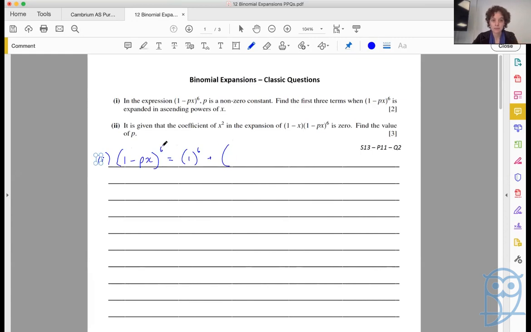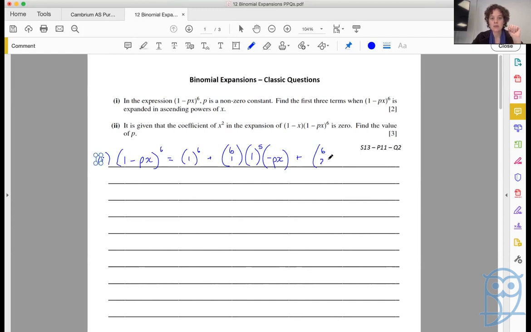n is our exponent on our original bracket, so 6, 1, a to the power n minus r, so 6 minus 1, which gives us 5. Minus px is in our b position. Always remember to take the sign with your b position. And it's to the power 1, so it just sits there like that.